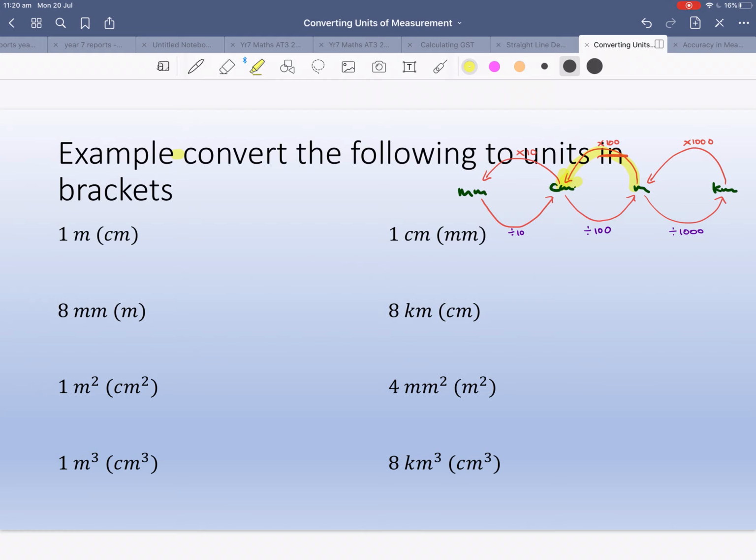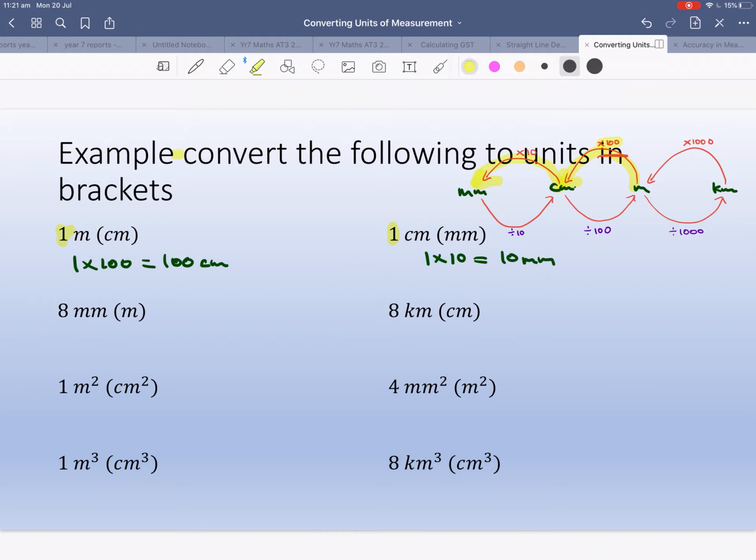It says times by 100, so we're going to times 1 by 100, so 1 times 100, and it equals 100 centimeters. Now, many of you would have gone, yeah, I actually knew that. Fair enough. And I'm like, yeah, that's sweet, but I'm just trying to teach you this way. Now, we're going to go 1 centimeter to millimeters. So we go centimeters to millimeters is this way. So we're going to multiply by 10. So 1 times 10 equals 10 mil.